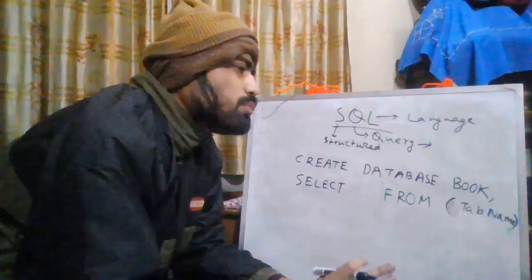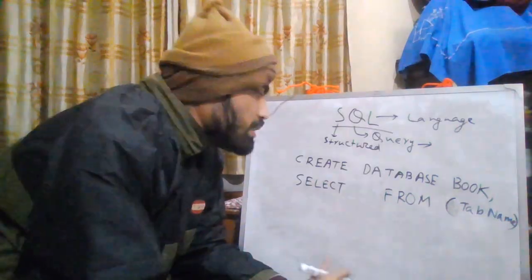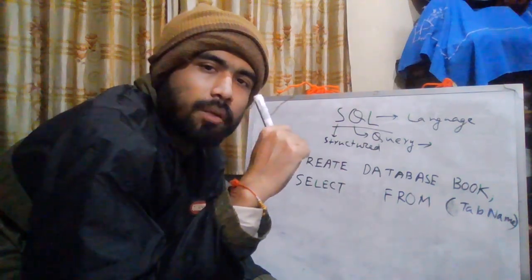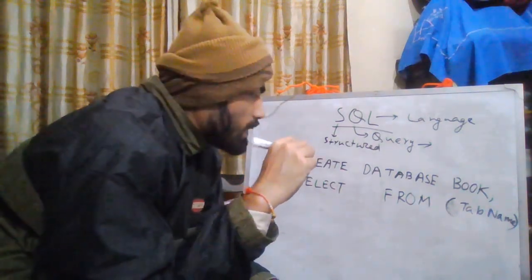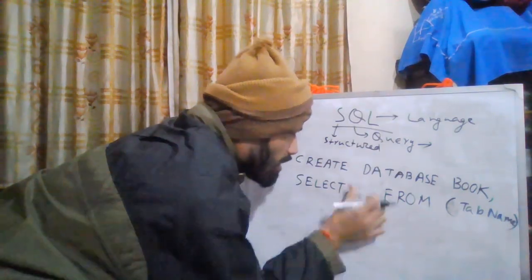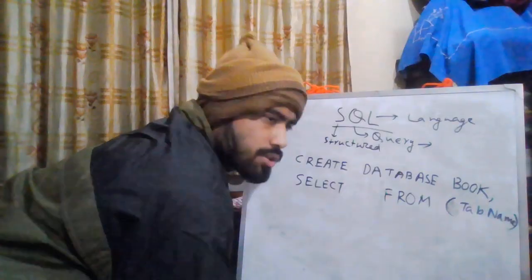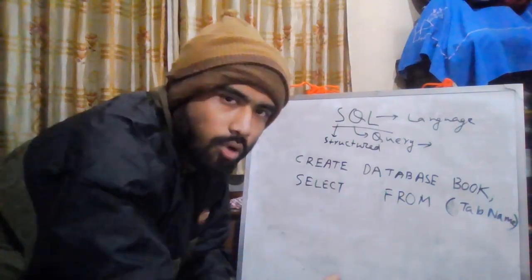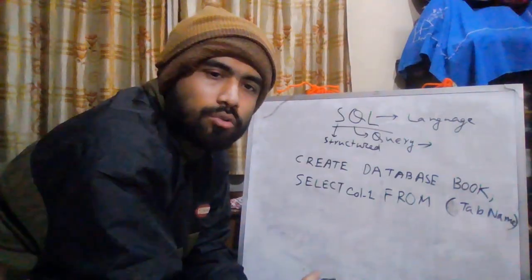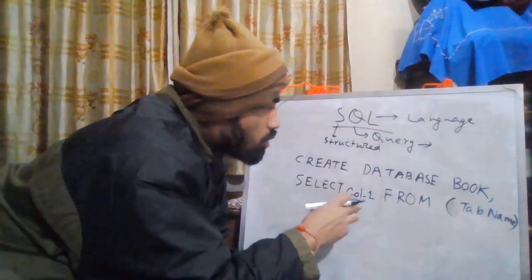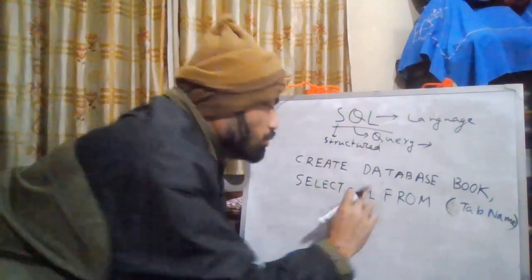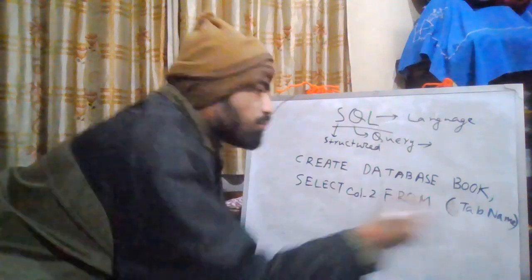Now, if you want to display only the chapter column, then you have to write select chapter. Or in the previous example, I wrote col 1 and col 2. So select col 1 from table name. If you want to display column 2, then I will write select col 2 from table name.